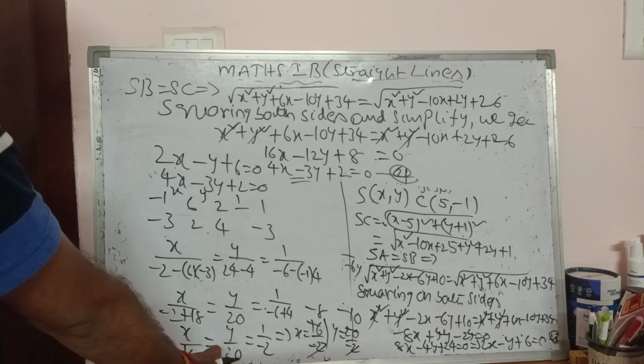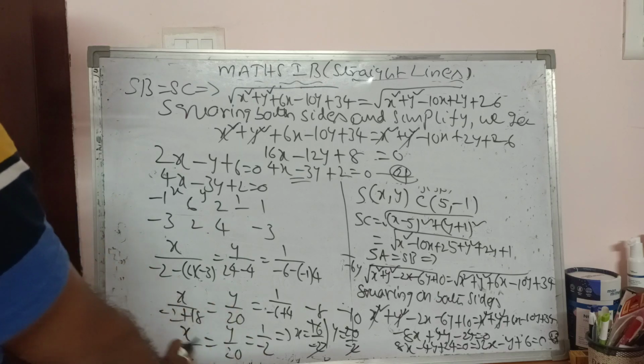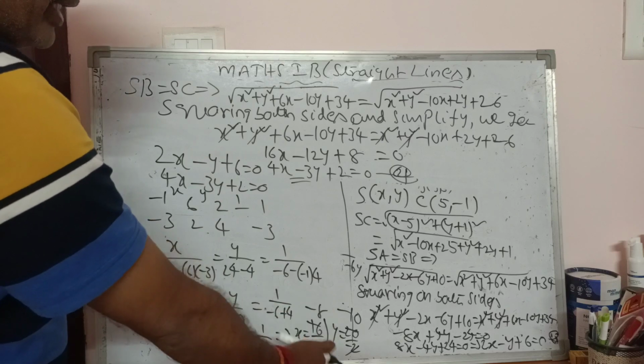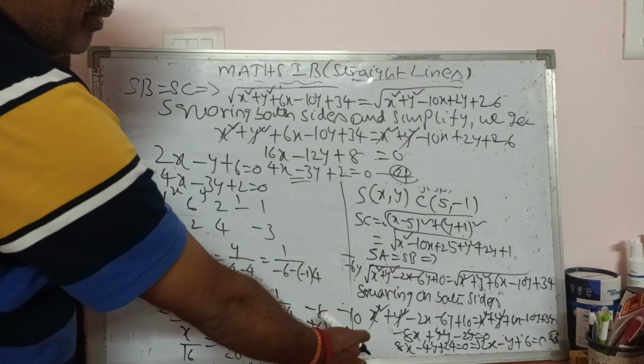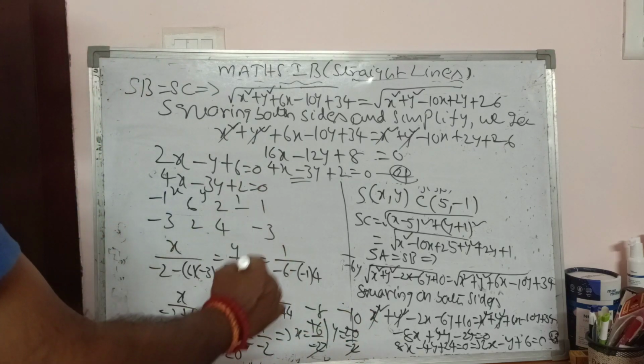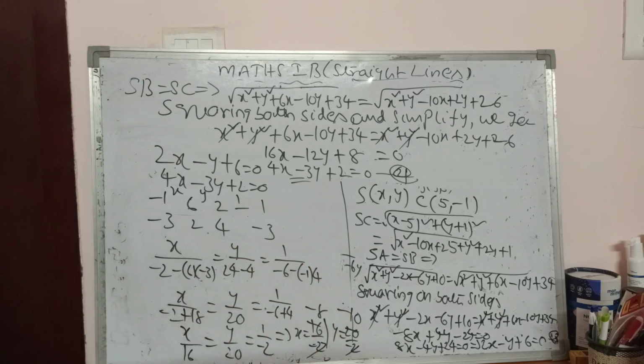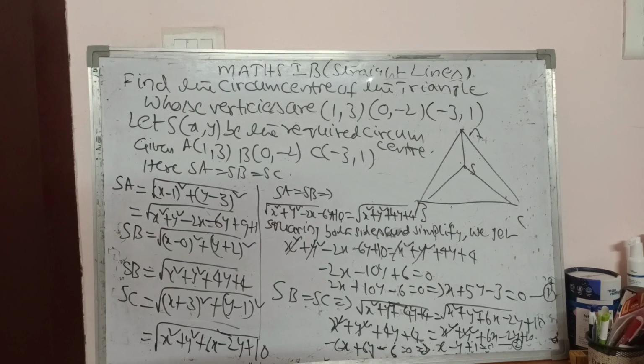X by 16 is equal to y by 20 is equal to 1 by minus 2. X is equal to 16 by minus 2, that is minus 8. Y is equal to 20 by minus 2, that is minus 10. Therefore, the required circumcenter is minus 8 comma minus 10.